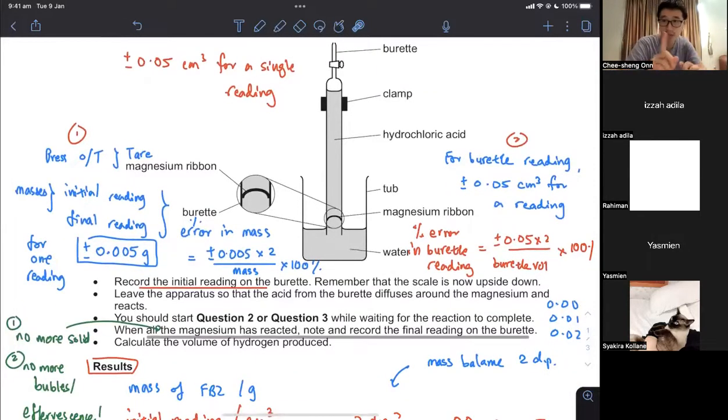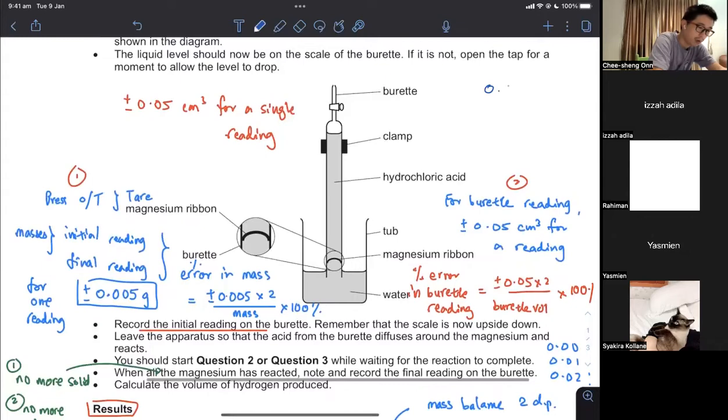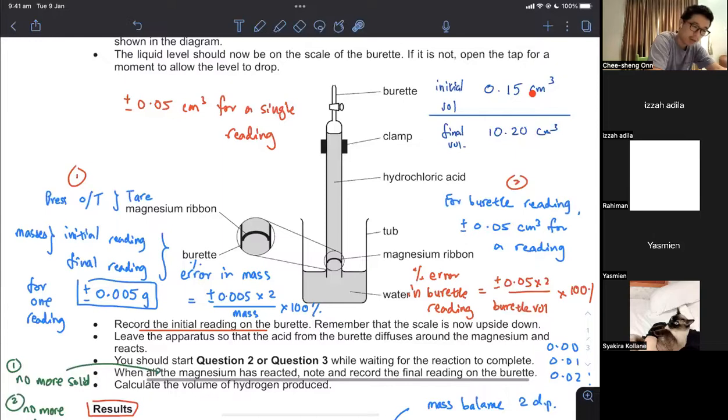So when you have one single reading, you have an initial reading, I don't know, 0.15 cm cube, if this is your initial volume. So this is already plus minus 0.05 cm cube. And then you have your final volume, which is, I don't know, give or take maybe 10.20 cm cube. So this is not titration, this is collective volume of gas. So this minus this will give you a reading from the burette for your volume. Therefore we have to multiply by 2 because this is for one single reading, but you have 2 readings to involve for one burette reading. Final volume minus initial volume. That's why we multiply by 2 before we divide by the titre.